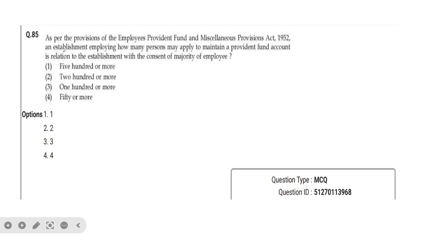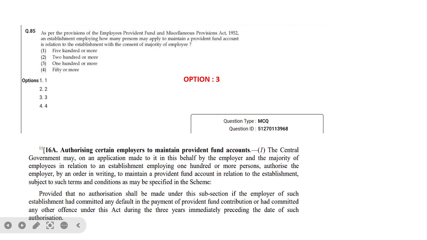Question number 85: as per the provisions of the Employees Provident Fund and Miscellaneous Provisions Act of 1952, an establishment employing how many persons may apply to maintain a provident fund account in relation to the establishment with the consent of majority of employees? 500 or more, 200 or more, 100 or more or 50 or more? So the answer is option 3, 100 or more. When you go to Section 16A of the EPF Act of 1952 and read it, you will come to know. It is written there, 100 or more. You can read it out yourselves.